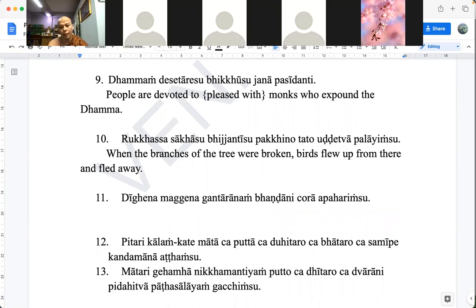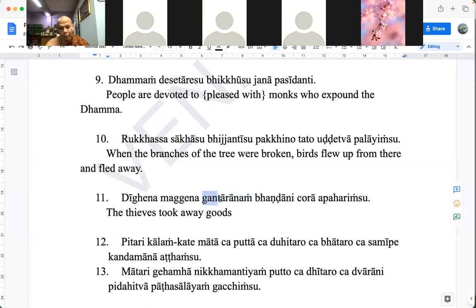So Digina Mekina Gandara Nam Bandani Jora Abaharensu. So Abaharensu took away. Okay, Jora. So Jora is the subject, the thieves. So they took away. The Jora Abaharensu, the thieves took away. So they took away what? Bandani, the goods.